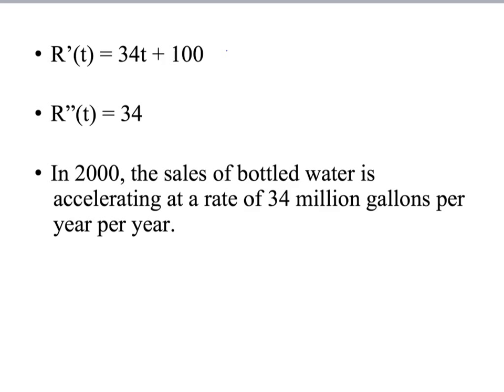Well, the acceleration comes from the second derivative, and we say that it is accelerating because it's a positive value, and it's a positive 34, which tells us that in 2000 the sales of bottled water is accelerating at a rate of 34 million gallons per year.